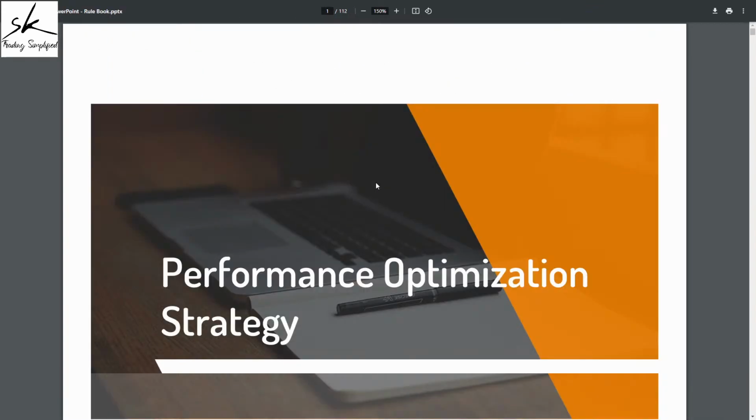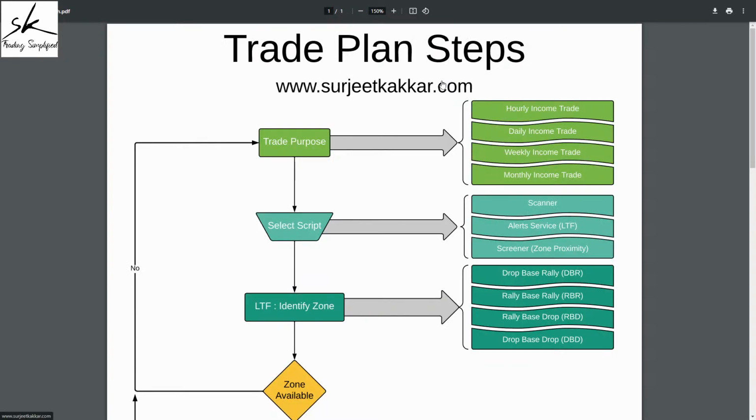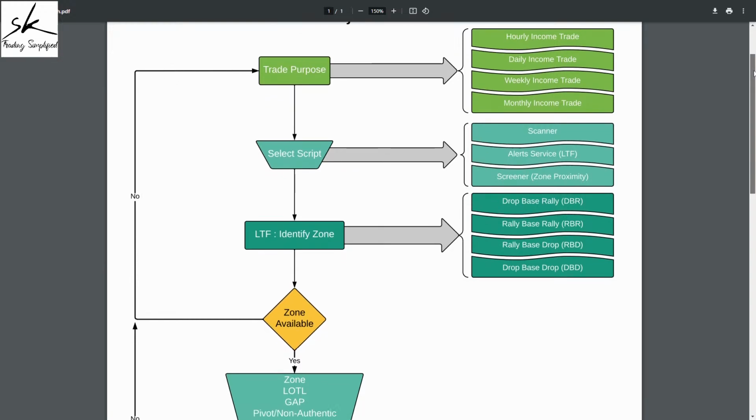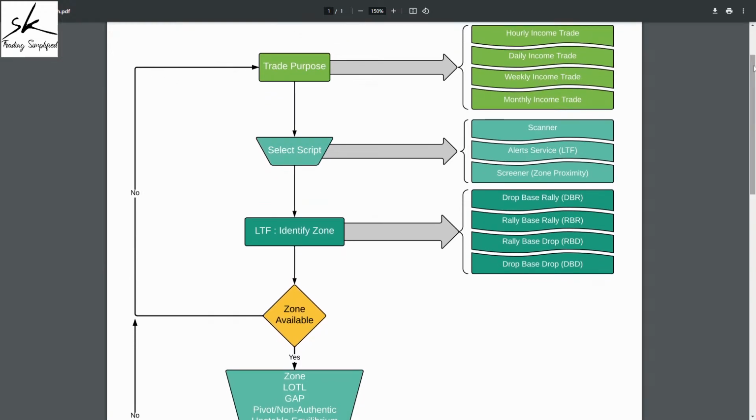Now, all these steps have their own elaborate rules, and those rules are available in the rule book. Now, this rule book is a conservative approach. With time, with experience, you can definitely make modifications to it to better suit your personality style. So, what is our step number one whenever we start planning our trades? Step one is we need to define our trade purpose.